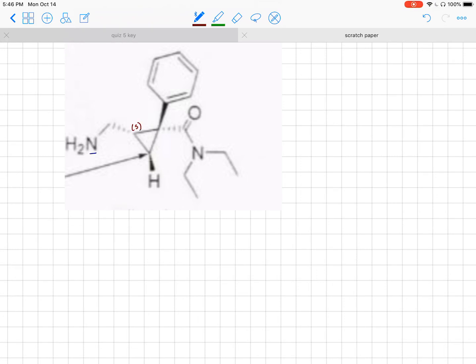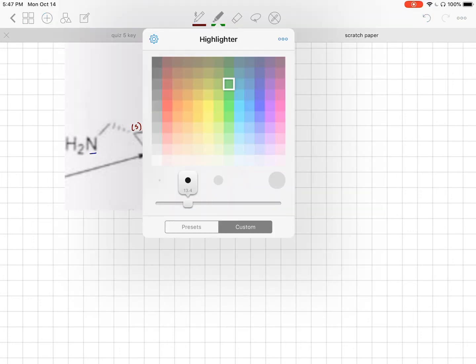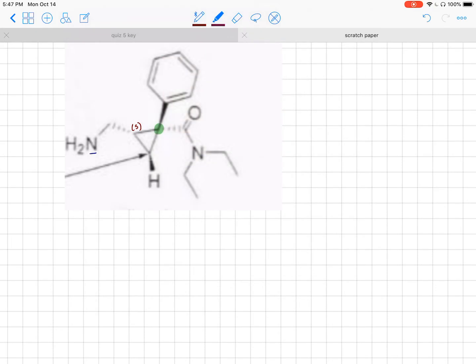So this one is S. So then you'll recall that the only carbon we had left that could be a stereocenter would be this one right here. So we need to figure out what that is bonded to, and it has these 4 substituents. It has this carbon here, this carbon here, this carbon here, and this carbon here.